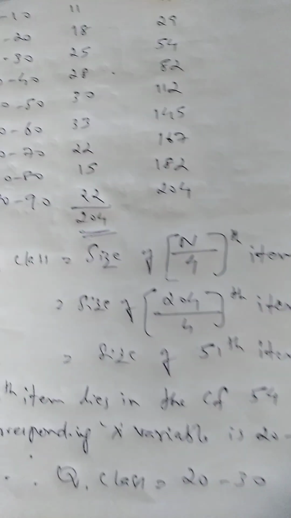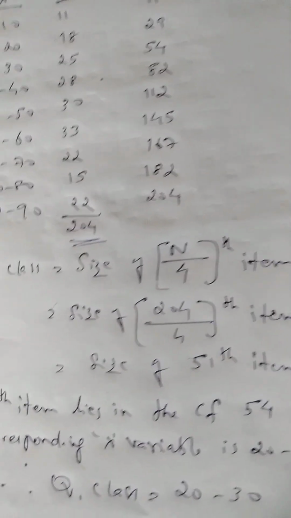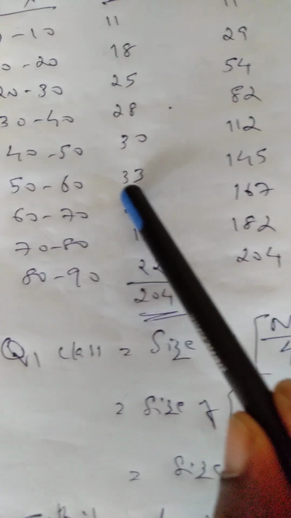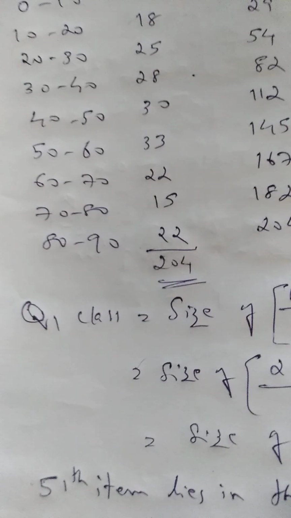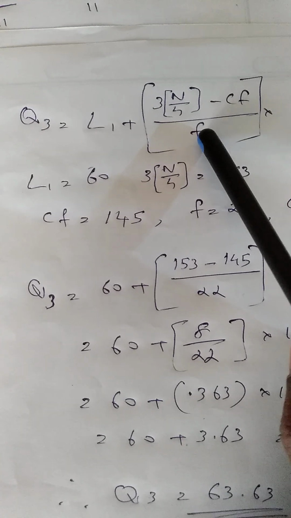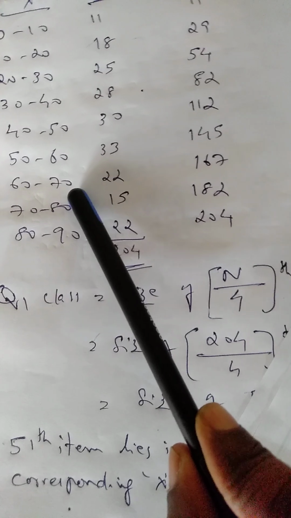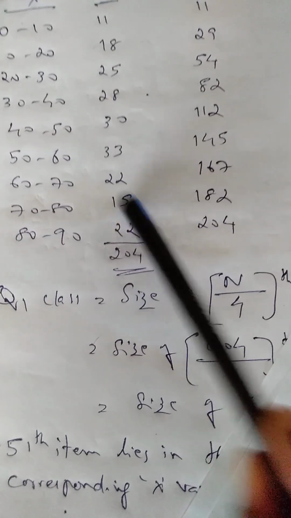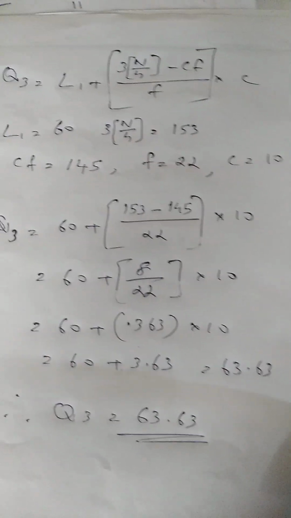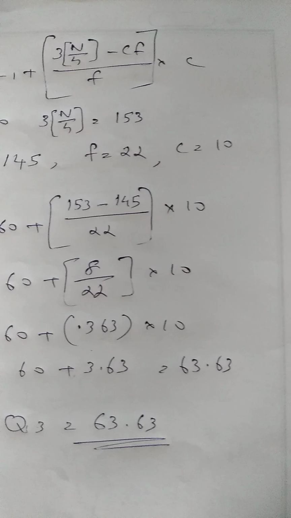Now Cf means cumulative frequency just above the class, isn't it? Our class is 60-70. Just above it, the cumulative frequency is 145. So it is written here, cumulative frequency is equal to 145. Now f is the frequency of the class. 60-70 is the class, and its frequency is 22. C is the class difference. The class is 60-70, 60 and 70, their difference is 10. So C is 10.